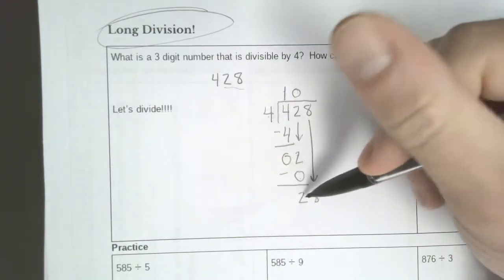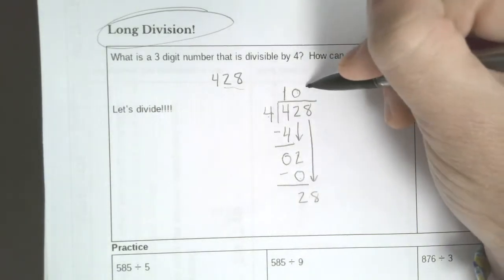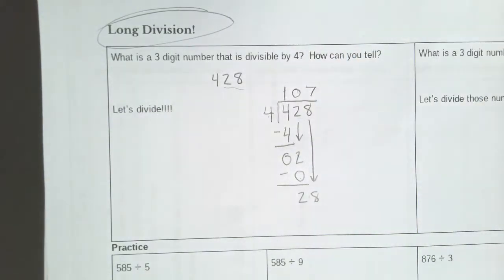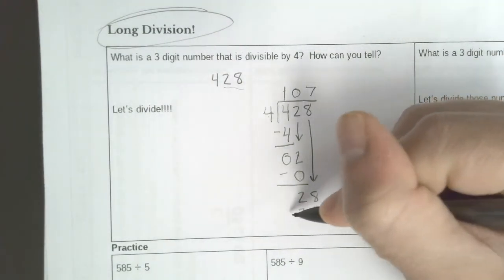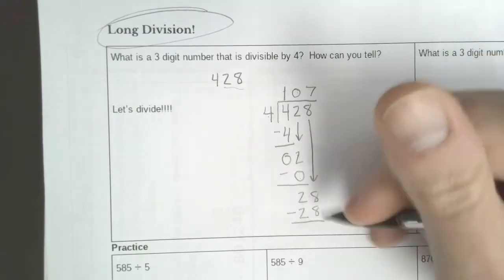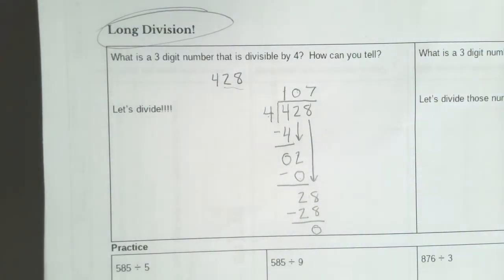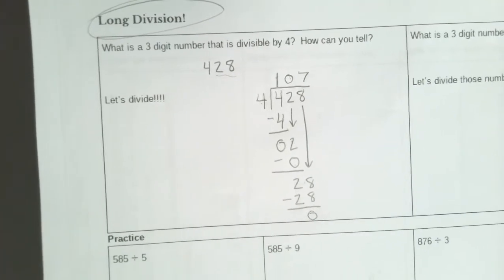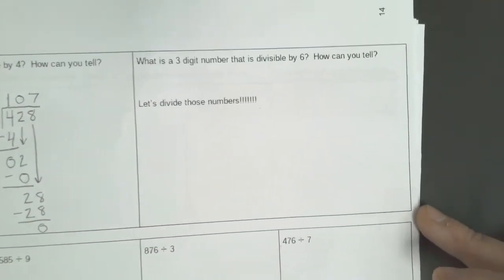We start all over again with this number 28. 4 goes into 28 7 times. 7 times 4 is 28. And that's going to be 28 minus 28 is 0. It is 0. Okie dokie. So let's try another one here.